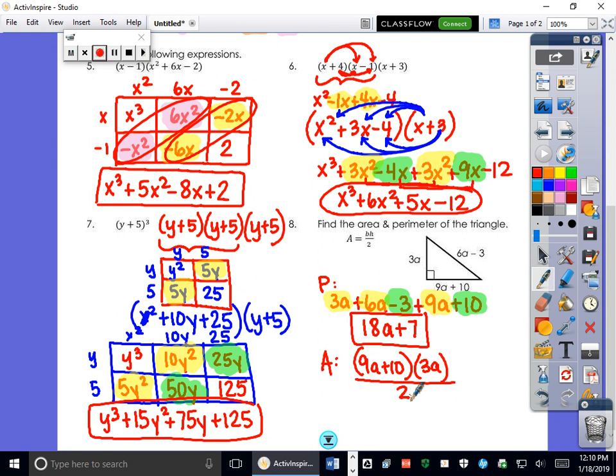Well, 3a times 9a plus 10 is just like we were to distribute this to those two. So we're going to have 27a squared plus 30a divided by 2. Okay? And so when we do that, we can either leave the answer like that or we can change this to 27 over 2 a squared plus 15a. Okay? And that would be the area.